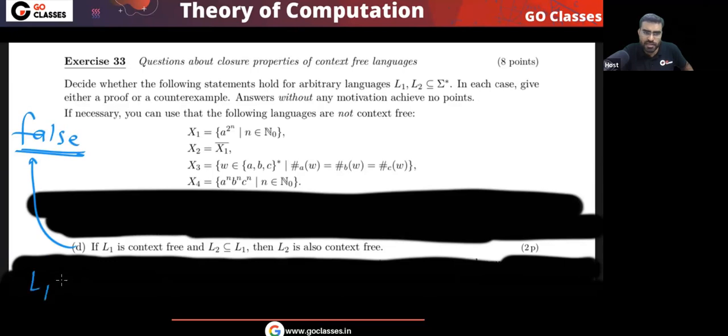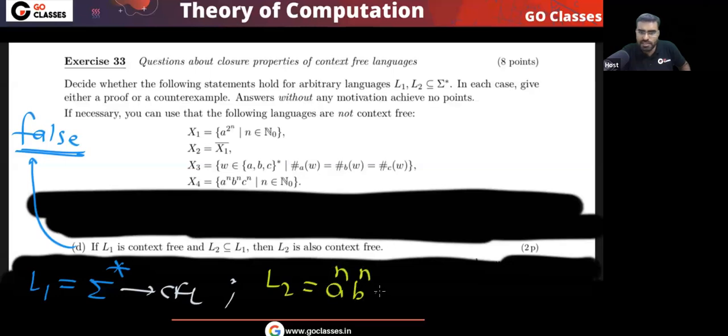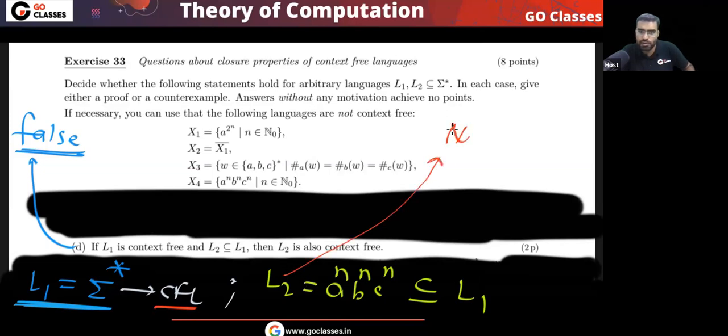For example, consider L1 equal to sigma star. This is CFL. Now take L2 equal to a power n, b power n, c power n. Is this a subset of L1? L1 is sigma star, which is CFL, so this condition is satisfied. L2 is a subset of L1, but L2 is not CFL.